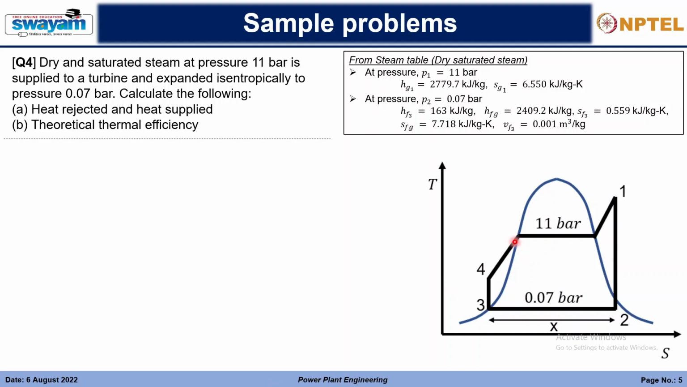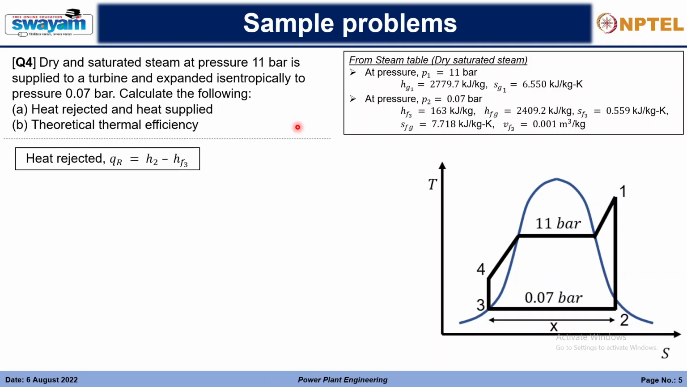The boiler is producing steam at 11 bar, and so the inlet 1 is at 11 bar, and according to this we will have to see the steam table corresponding to 11 bar. So I have already given you the values here, according to 11 bar and according to 0.07 bar. And let us go through the problem.